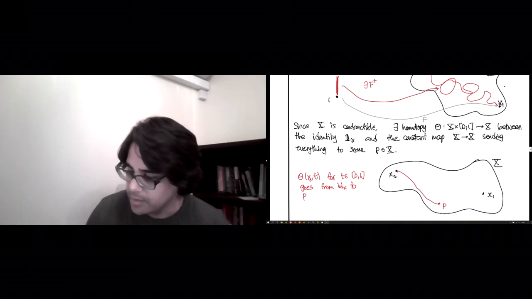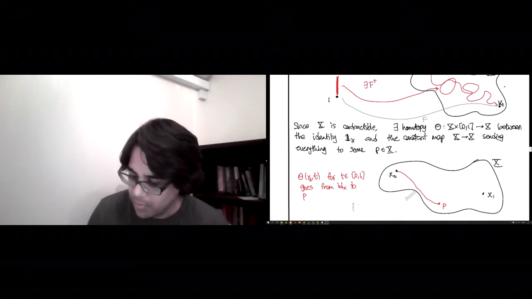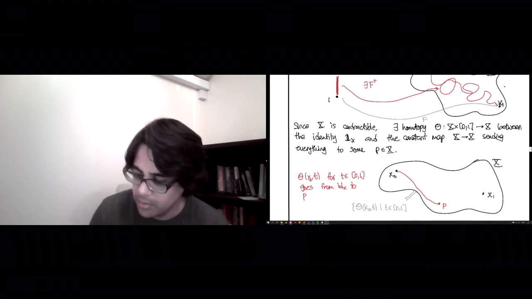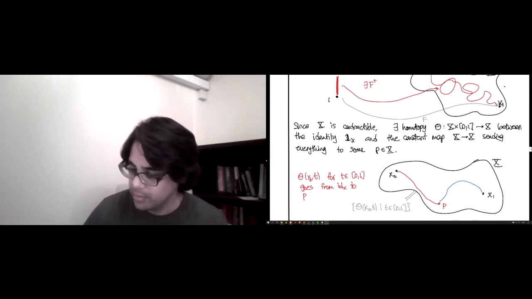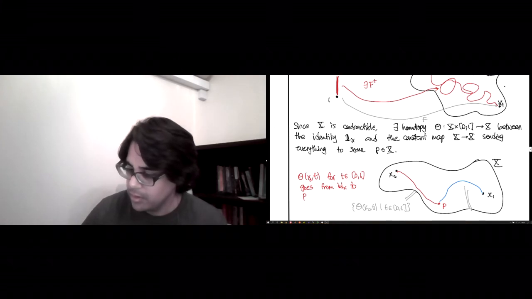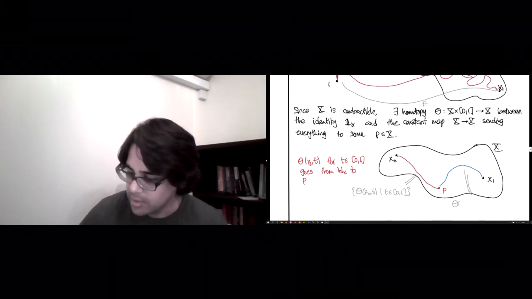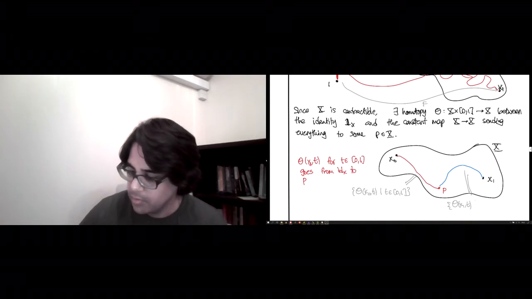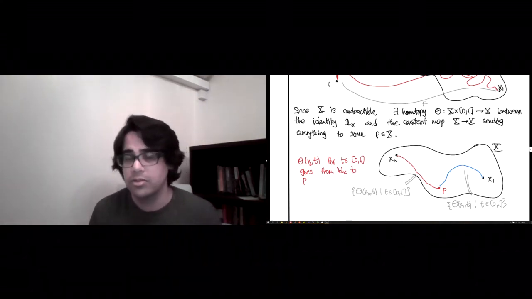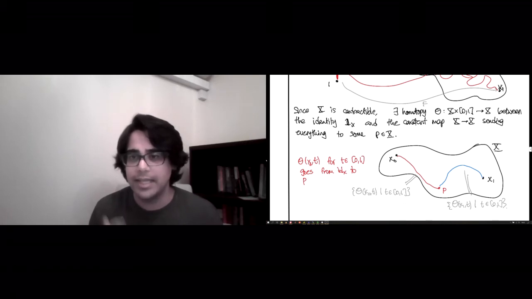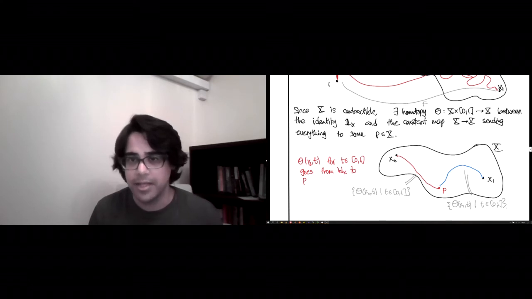So this path is theta x0 t for t between 0 and 1. And similarly, for exactly the same reason, there's some path which starts at x1. So this is theta x1 t for t in 0, 1. This is just because we are given the knowledge that X is contractible, so there is some P somewhere, so that the identity on X is homotopic to the constant map sending everything to P.